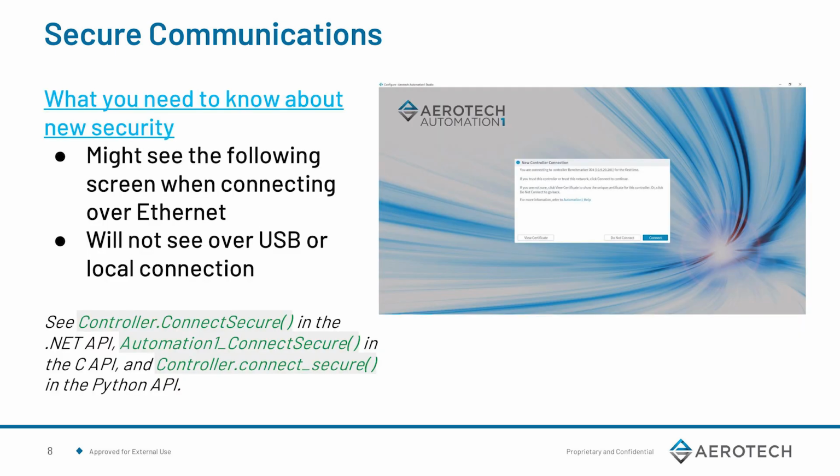In addition to what is available in the beta, a pop-up screen will now show up when connecting to new systems for the first time over Ethernet. This screen will not show up when connecting over a local connection, such as with USB. Several new functions have been added to the APIs in order to support secure communications. Please refer to the help file for the exact details on each of these new functions.